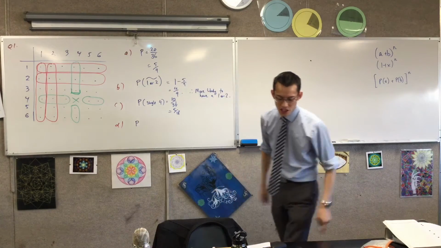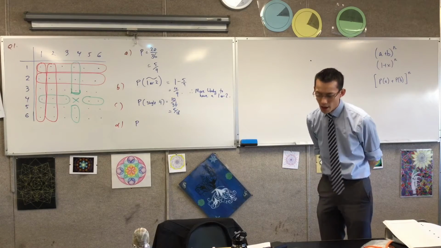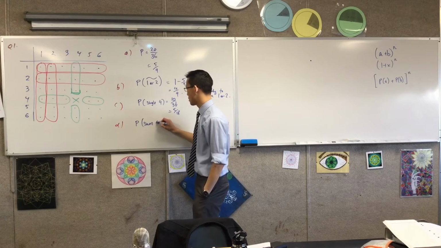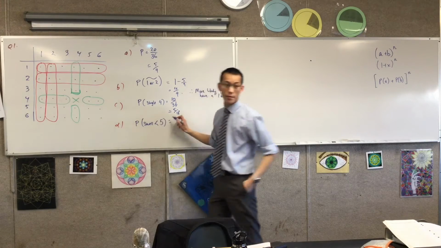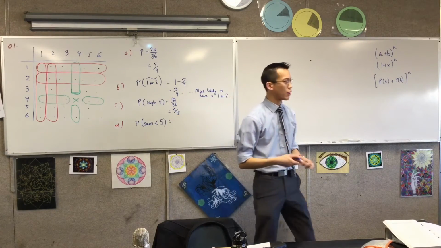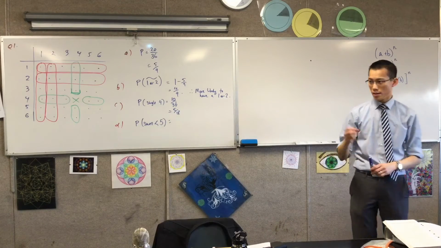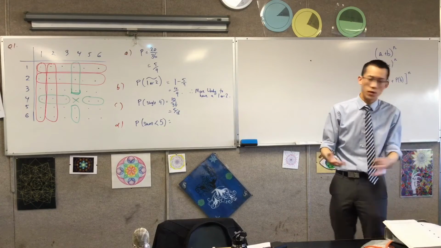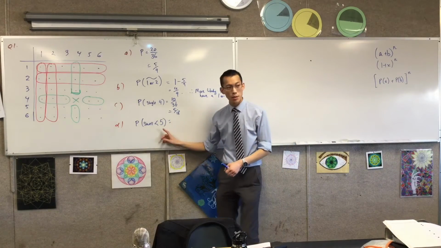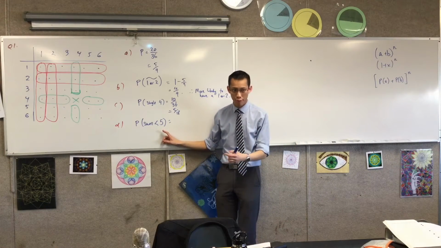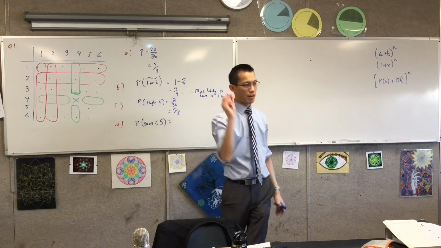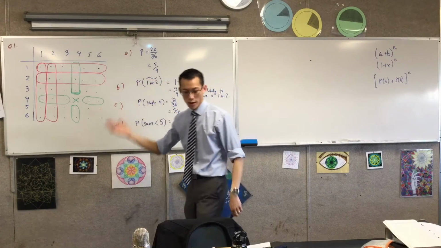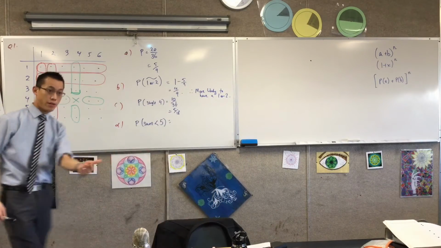The question says the sum of the numbers showing on the dice is less than 5. Sum is less than 5. Okay? So what's the smallest sum I could have? The smallest sum has to be 2, right? Because 1 has to be 1, the other one has to be 1. And then the biggest my sum can be is 4. Because, again, read carefully, it says less than 5, not inclusive. So I'm looking for all the ones where the sum is 2, or 3, or 4.